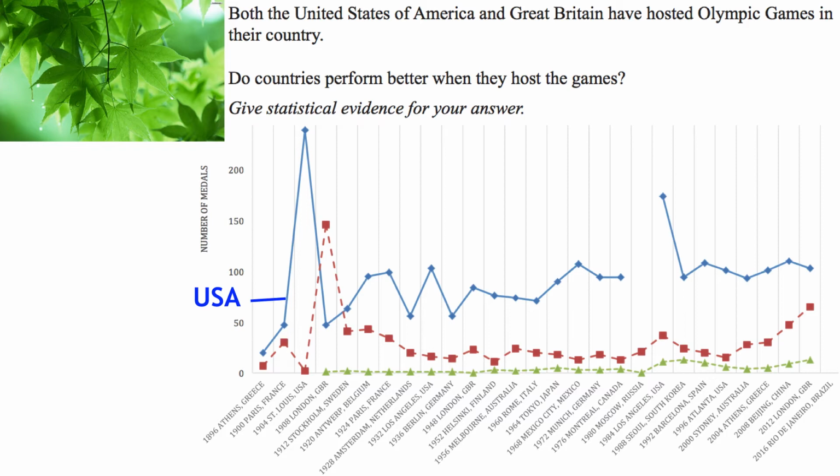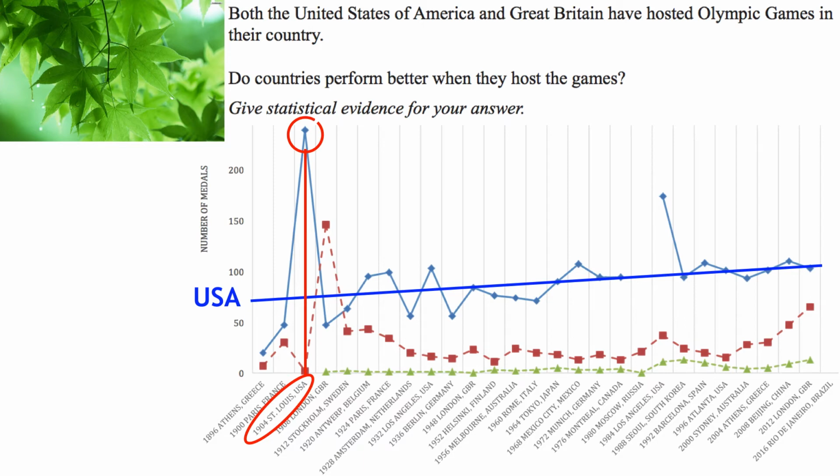So let's look at the trend line for the United States. Here's our trend line. Now let's have a look at when they have hosted the Olympics. So in 1904, they hosted the Olympics. And if we go up to the data value there, we can see that's quite a high value, a lot more medals in that particular year when they hosted. There's another year here in 1932 when the US hosted them. And you can see that value's a little bit above it. It's above the trend line. Not a massive peak like in 1904, but it is still above the trend line.